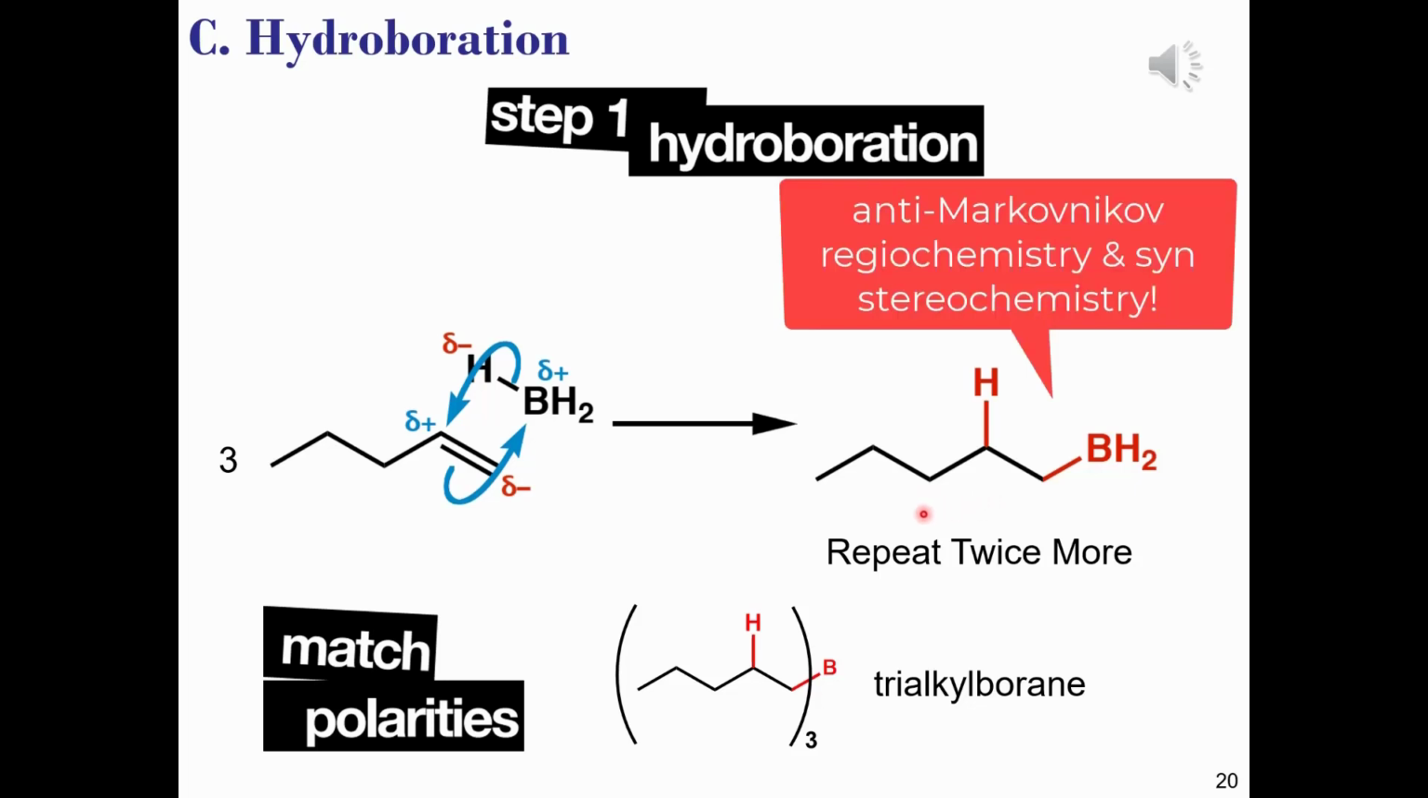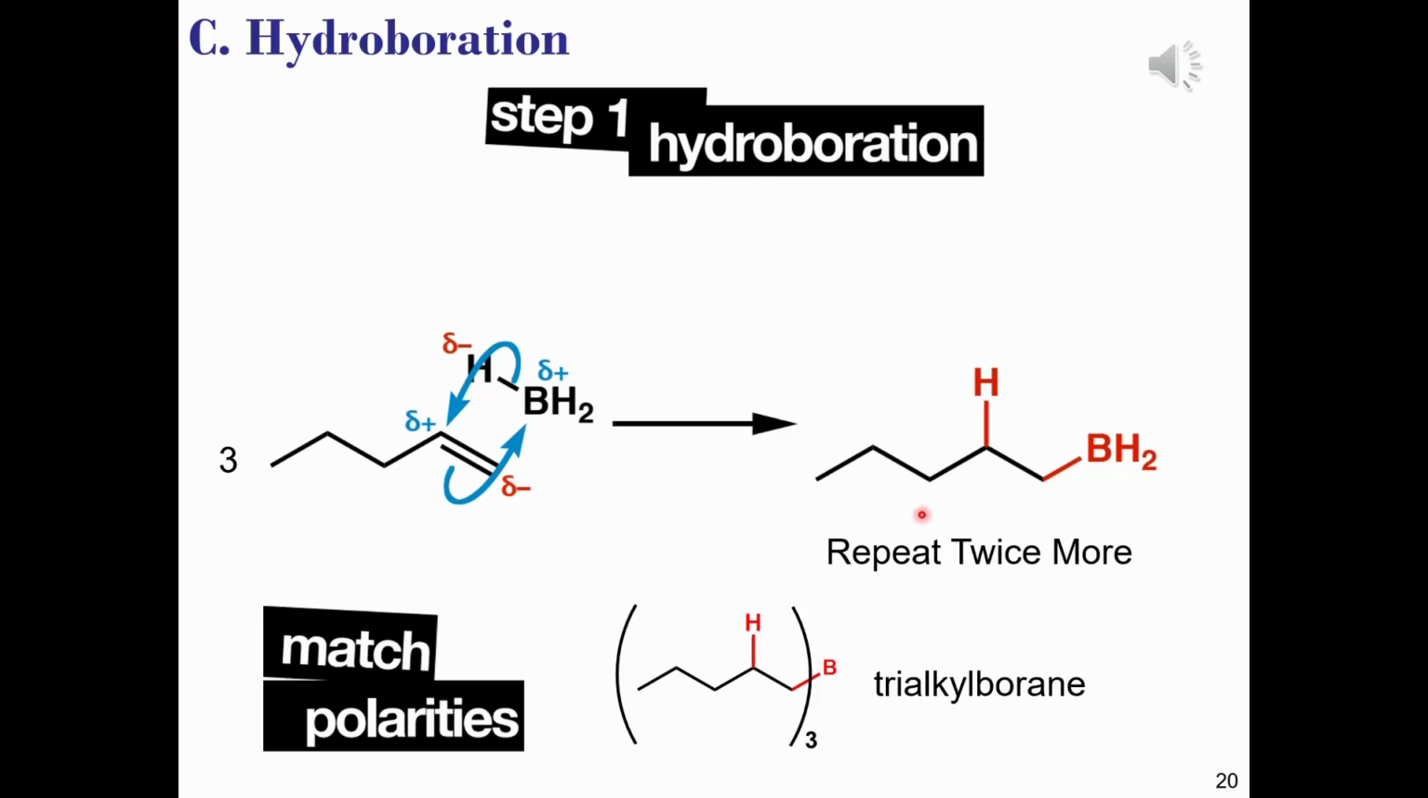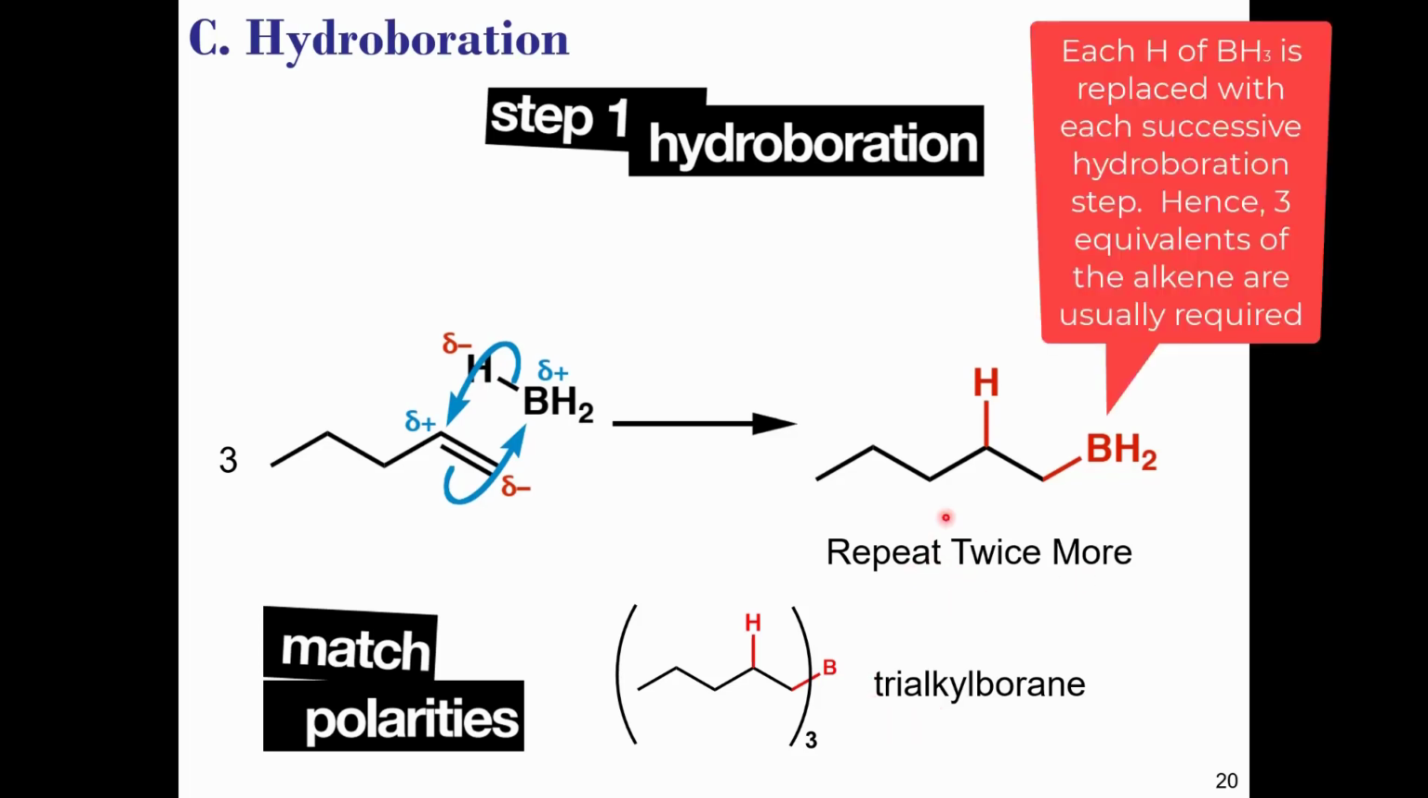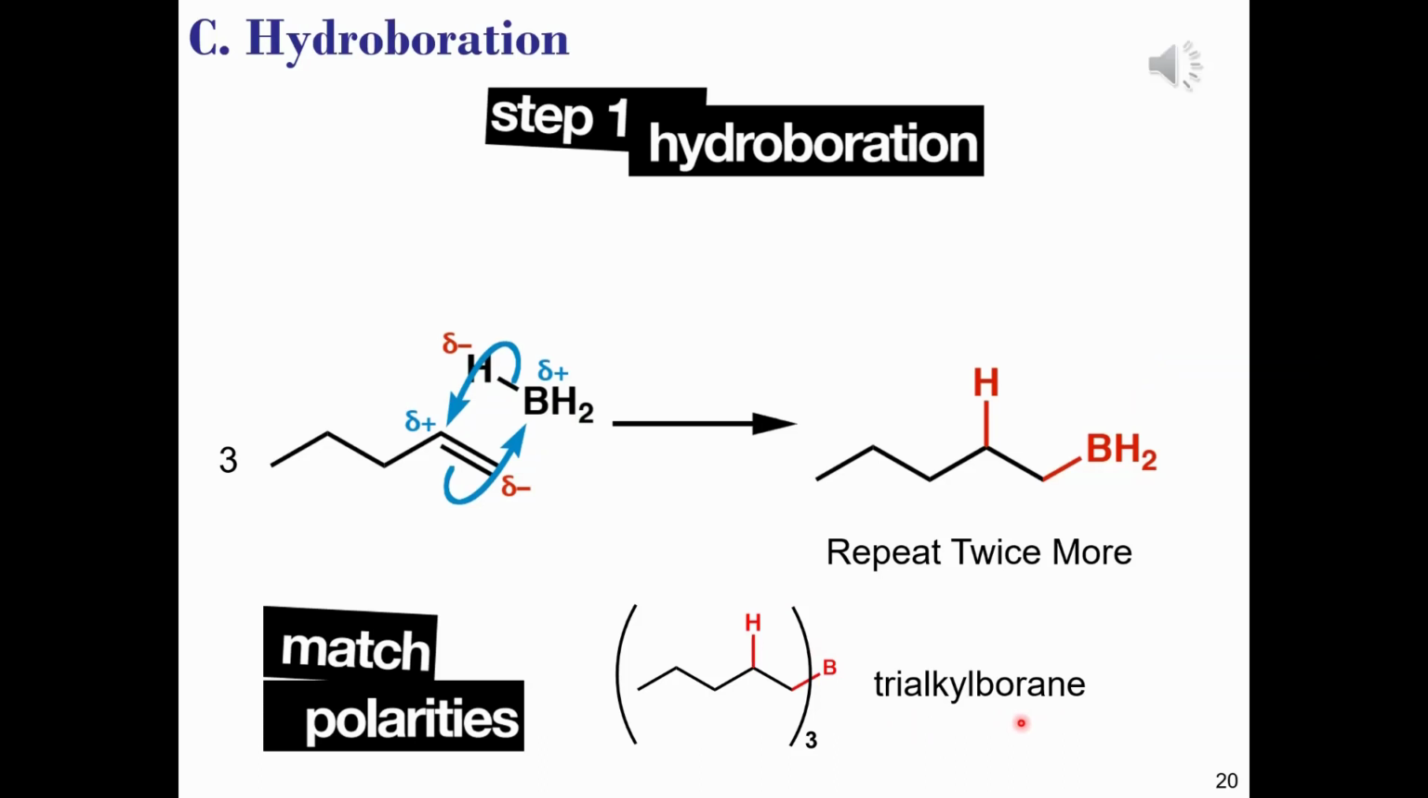With a concerted mechanism, there is no carbocation formation, so there is no need to worry about any possible carbocation rearrangements here. It is important to note that the reaction continues 2 more times until all 3 hydrogens on the borane have reacted with the alkene, and this creates typically a trialkyl borane intermediate, provided that the alkyl chains are not too long, or if you use a cycloalkane, sometimes you will get a dialkyl borane instead.